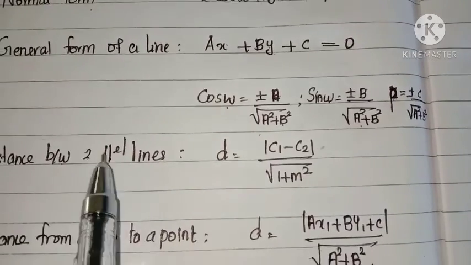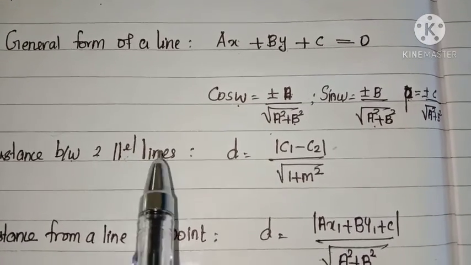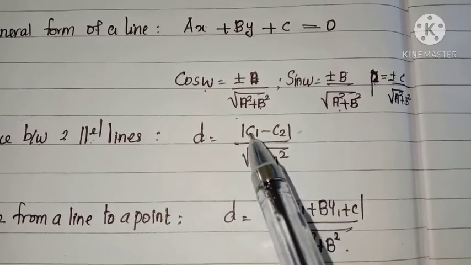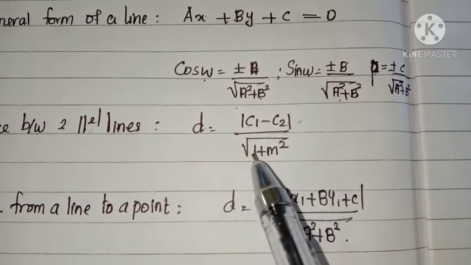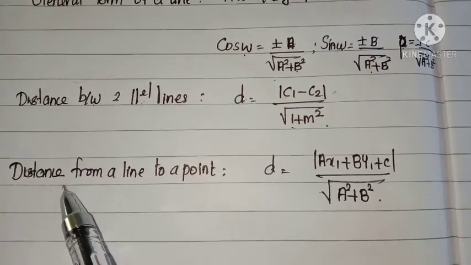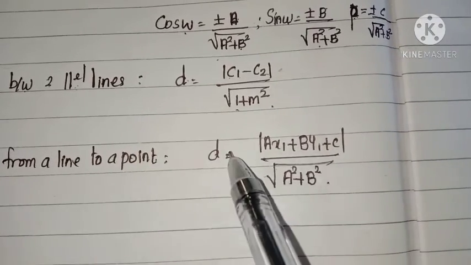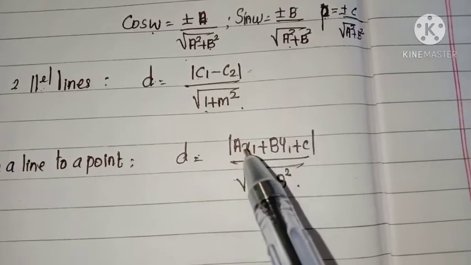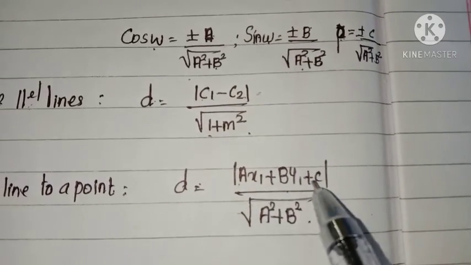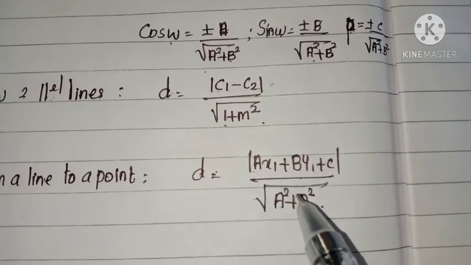Now distance between two parallel lines. Parallel lines means their slopes are equal, and therefore distance is equal to modulus of c1 minus c2 by root of 1 plus m square. And finally, the distance from a line to a given point is d equal to modulus of ax1 plus by1 plus c divided by root of a square plus b square.